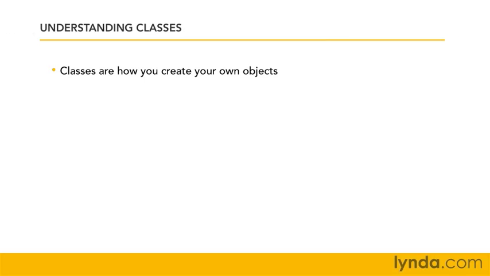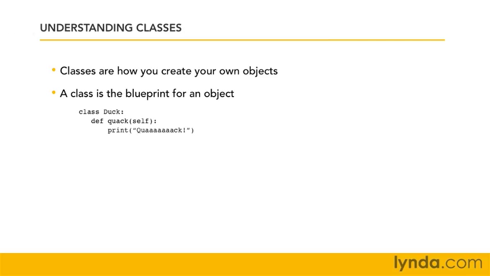Classes in Python are how you make objects. The classes themselves are the blueprint for how an object is created. For example, here's a class called duck, and it implements a couple of methods called quack and walk, so that when you create a duck object, that duck will quack like a duck and walk like a duck, and that of course will make it a duck.